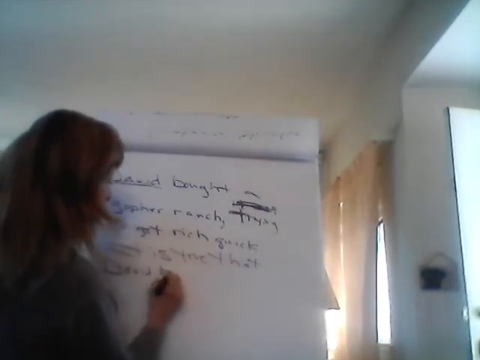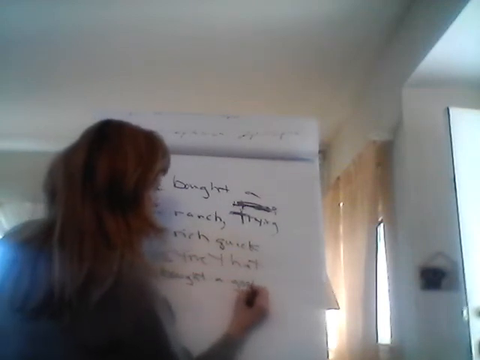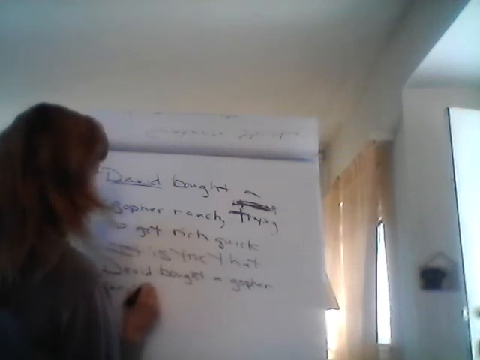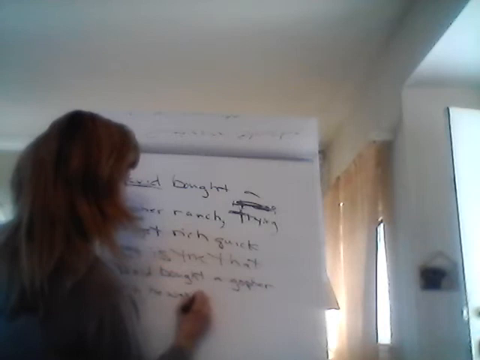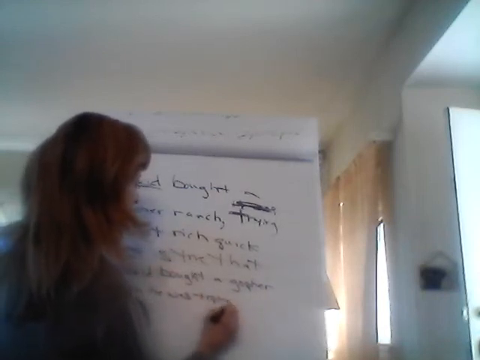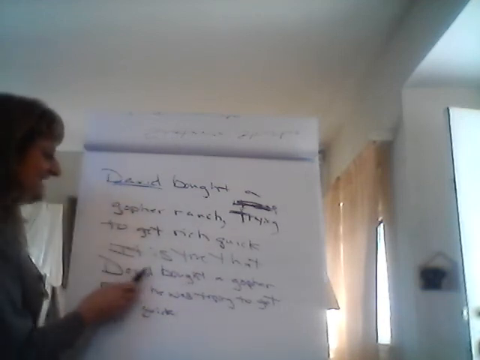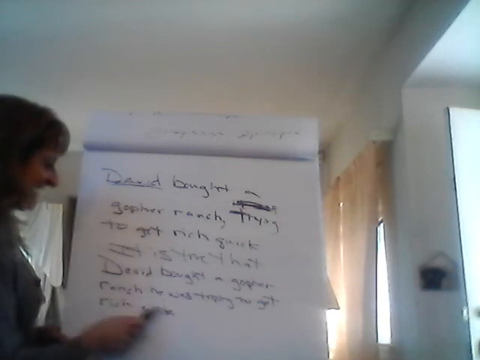So it says, "David bought a gopher ranch. He was trying to get rich quick." Okay, now we've turned this into a run-on. So check this out. "David bought a gopher ranch. He was trying to get rich quick."